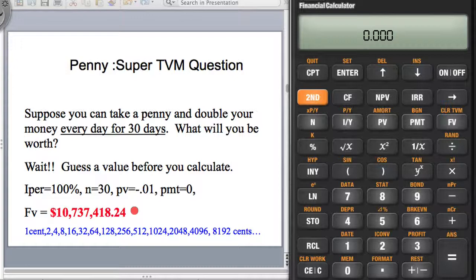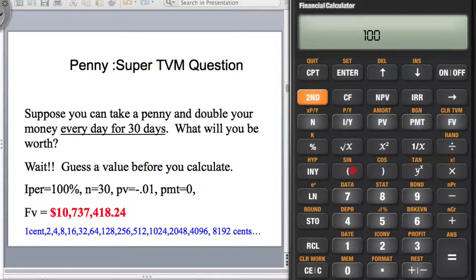Well, the reason why it's happening is because we are doubling the penny every day, which means the interest per period is actually 100%. It's not just times 2. Now you can actually come up with this exact value by using your friendly BA II Plus calculator. Here are the time value of money keys. So let's enter your interest rate as 100%.